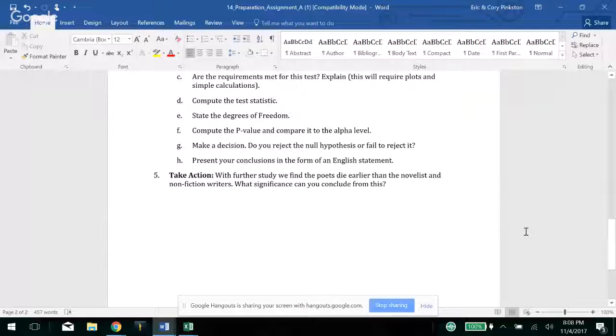We have sufficient evidence to say that the mean age of death for poets is not the same as the mean age of death for novelists or for nonfiction writers. Okay, take action. With further study, we find that poets die earlier than the novelists and nonfiction writers. What significance can you conclude from this?